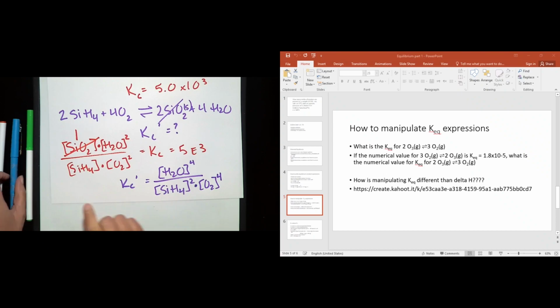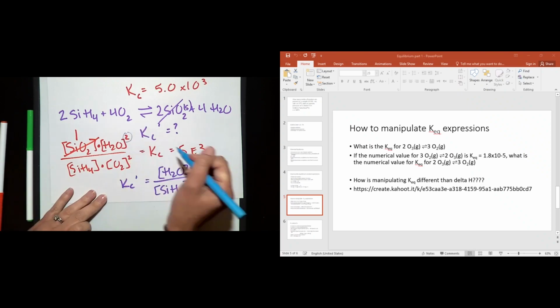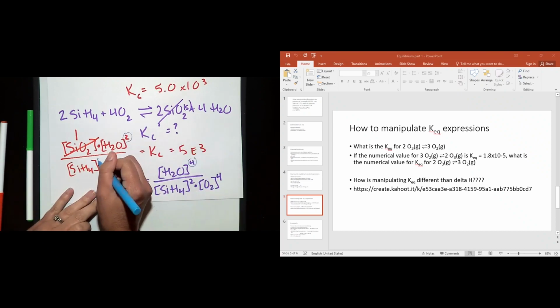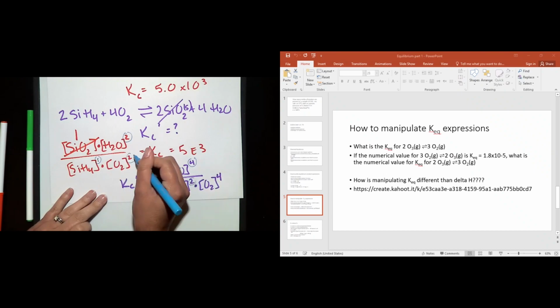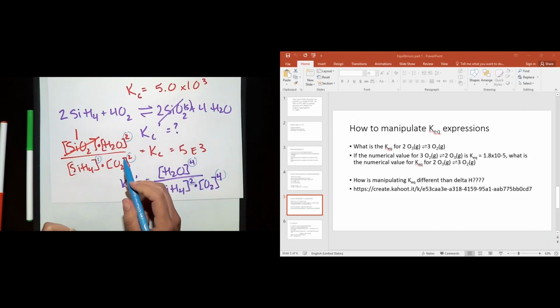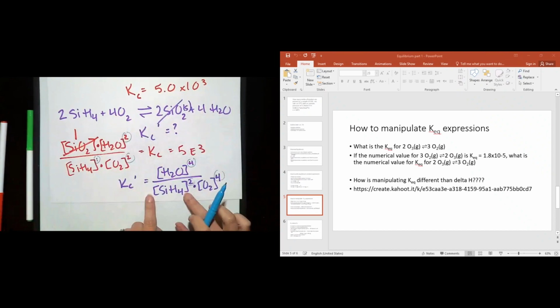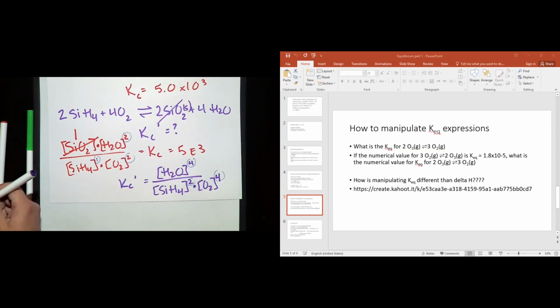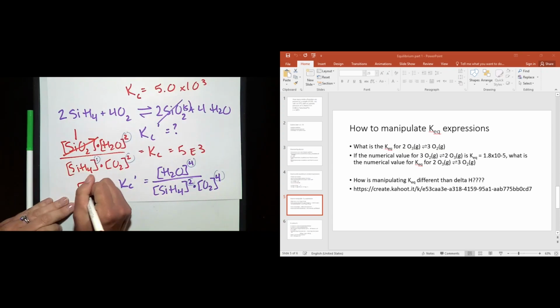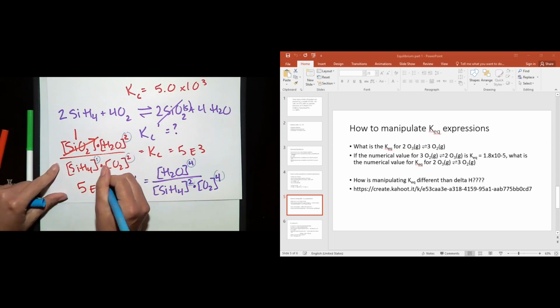So now I think it's a little bit clear. What are we doing here? That's an understood one. We're actually squaring it, right? This times itself gives you this one. So we're actually squaring. So it's 5 times 10 to the third, and we're actually squaring that value.